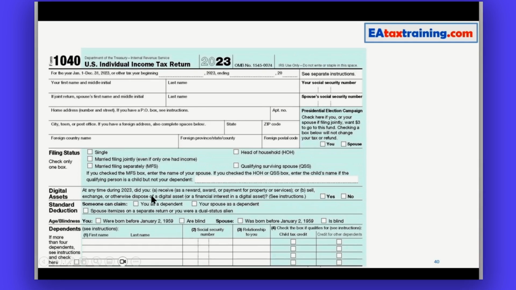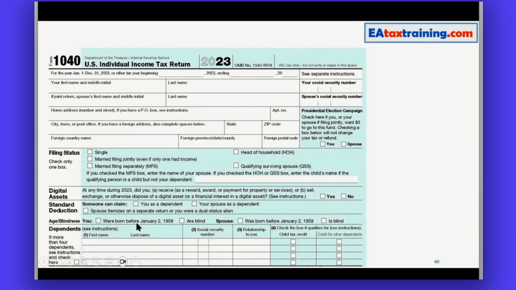We have a digital assets box that we'll talk about. If they're taking the standard deduction, which standard deduction versus itemized deductions will be another video, but at the top section of the tax return, they need to claim, are they a dependent on someone else's return? Or is their spouse a dependent on someone else's return? And if so, does the spouse itemize on a separate return? So they would check one of those boxes.